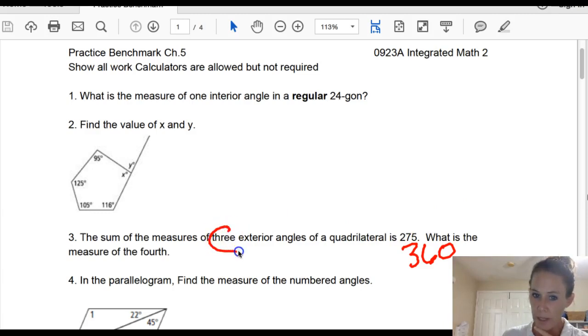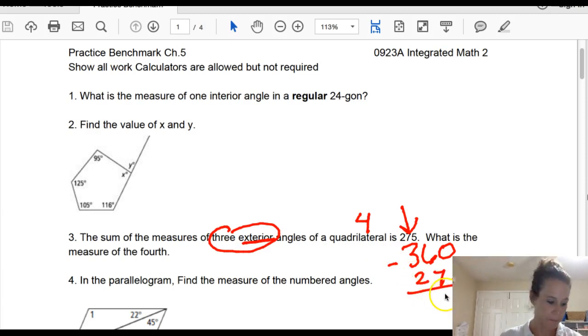So I have 3 exterior angles. If it's a quadrilateral, I should have 4. I know the sum of exterior angles of any polygon is 360. It's not regular, but I know 3 of the angles sum up to be 275. I have 1 angle left, so I'm just going to subtract 275 from 360. Just do the math on this and you'll get 85. So what is the measure of the fourth angle? 85 degrees, because the sum of the measures of the exterior angles of any polygon will be 360. So make sure you know that.